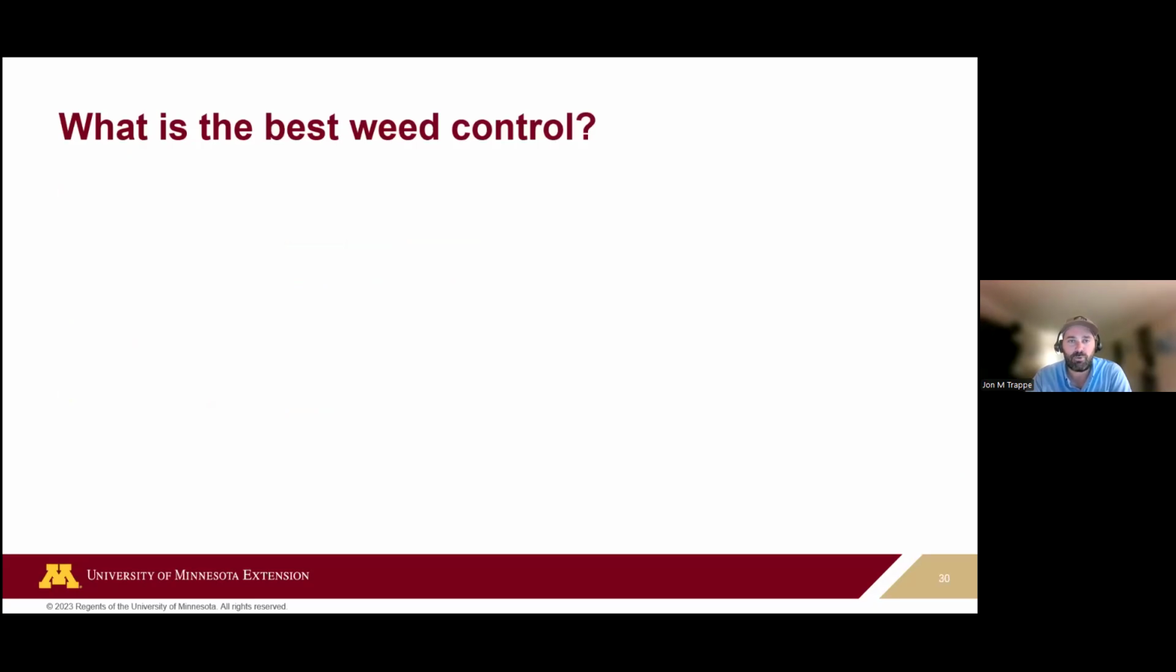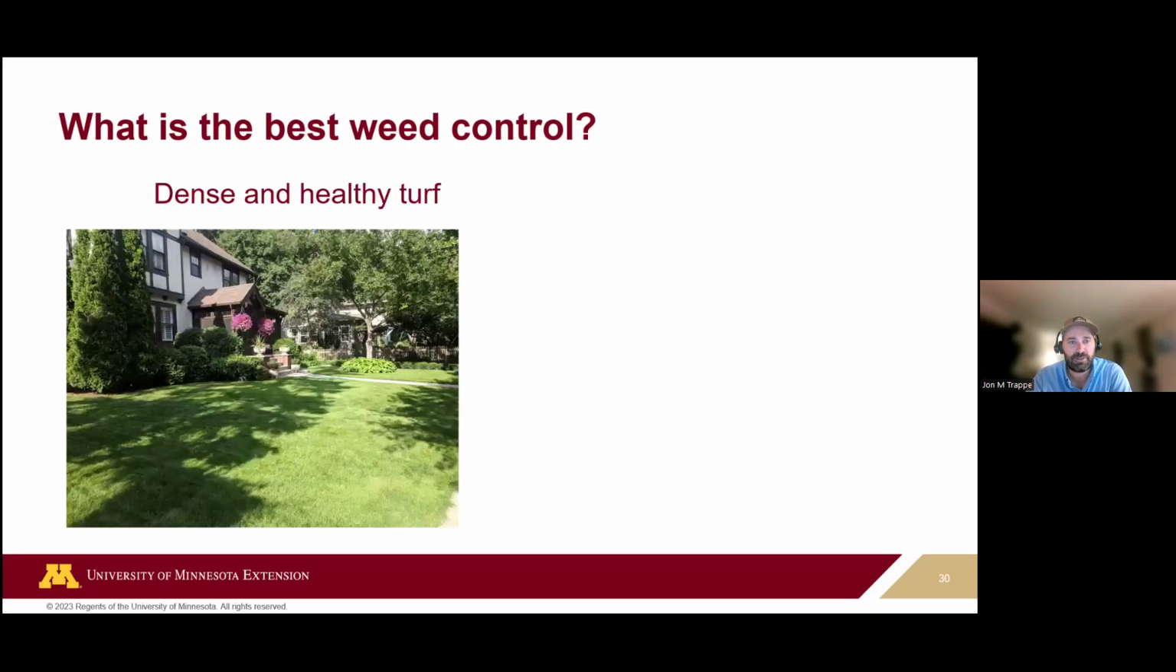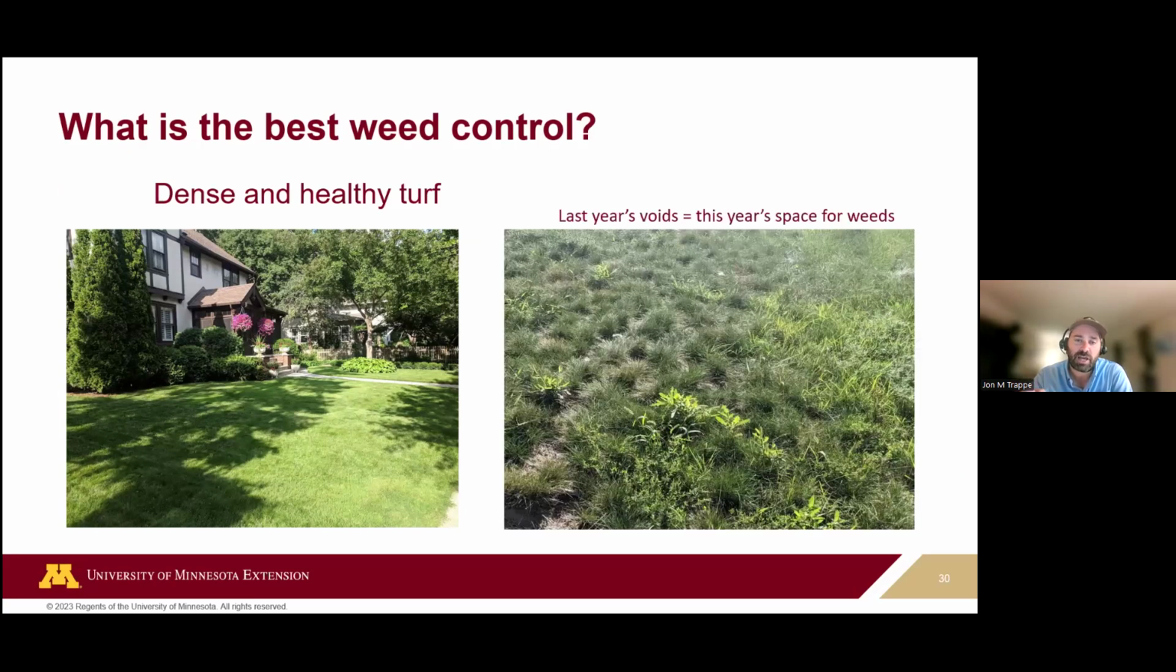So, what is the best weed control? Truly, and we know this from literally decades, pretty much a century of research, a dense and healthy turf is the best defense against weeds. If you do not provide the space for those weeds to encroach, you're going to have fewer weeds over time. So if you promote a dense and healthy turf and follow our best management practices, over time you're going to need to use less herbicide for managing those weeds because simply there's less space for them to move into.